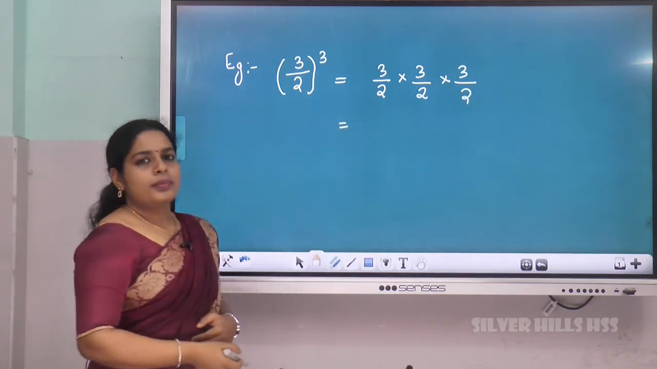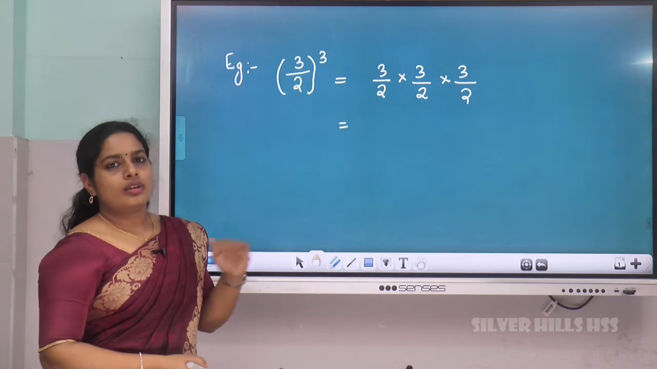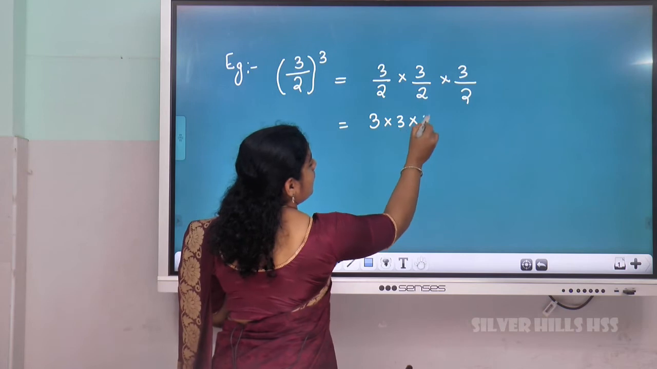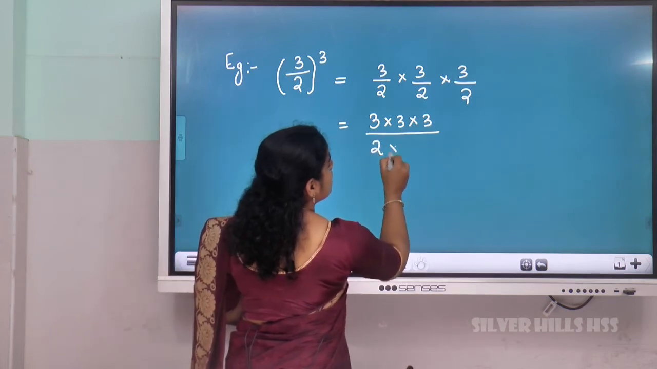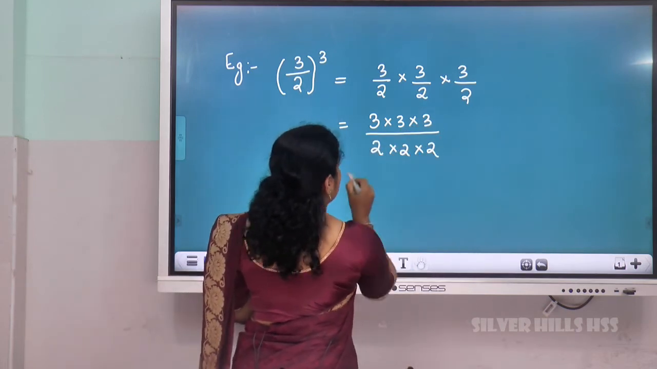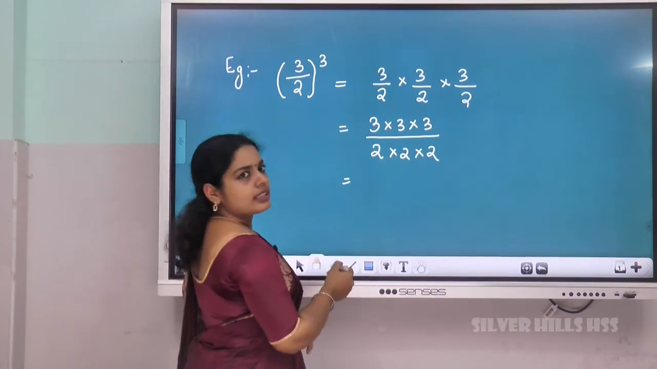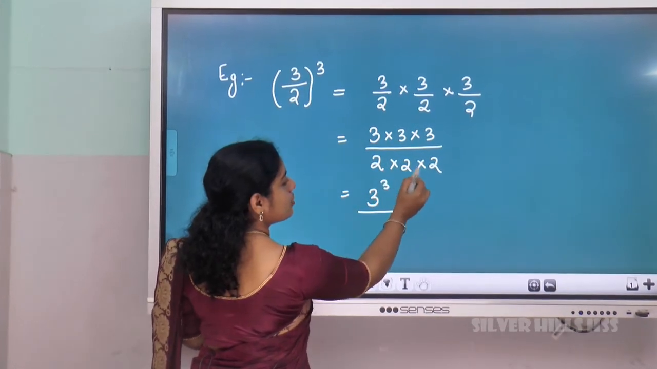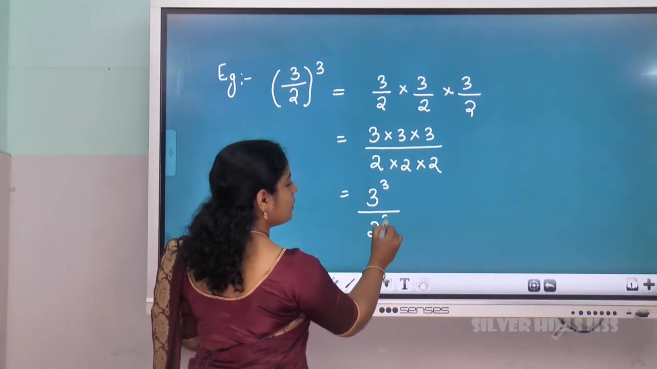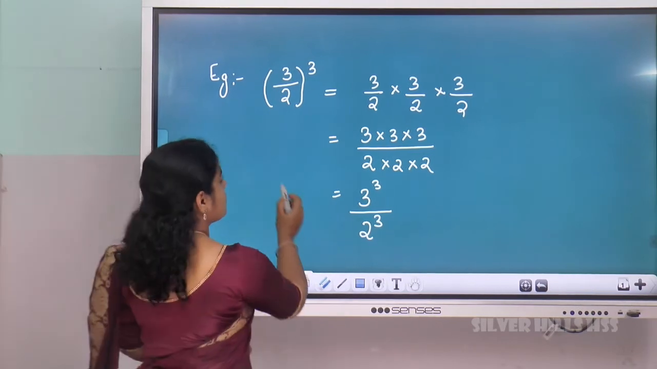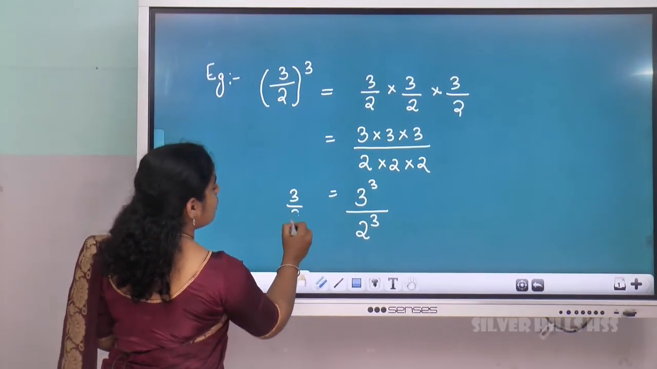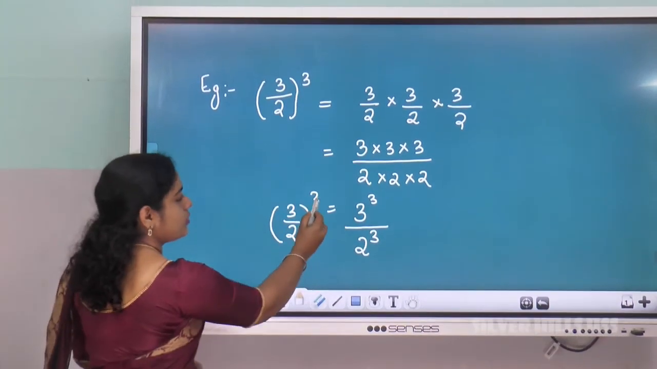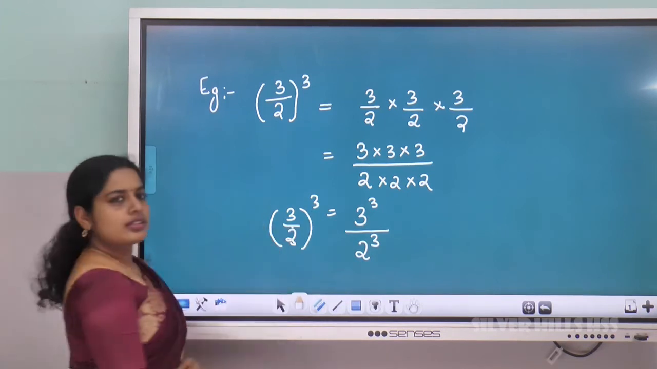Now, we will group the numerator and denominators. So, we have 3 into 3 into 3 divided by 2 into 2 into 2. Now, 3 into 3 into 3 means it is 3 raised to 3, divided by 2 into 2 into 2, which means it is 2 raised to 3. So, we started from 3 by 2 whole raised to 3 and it is the same as 3 raised to 3 divided by 2 raised to 3.